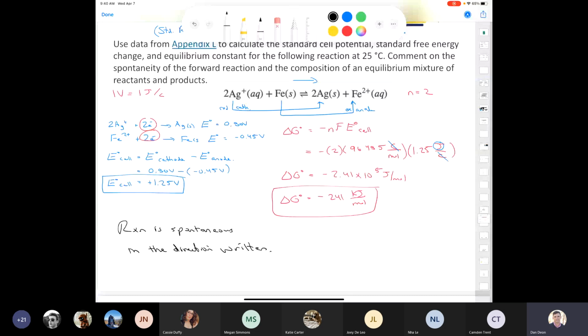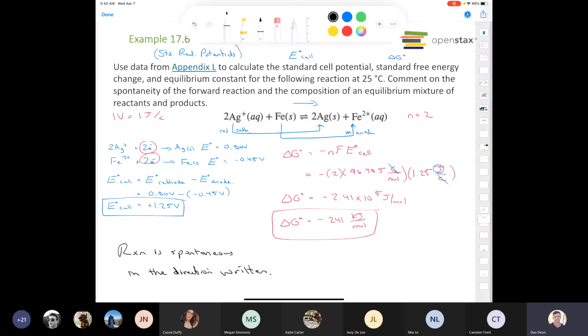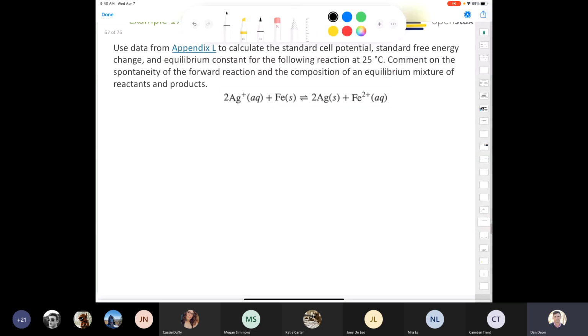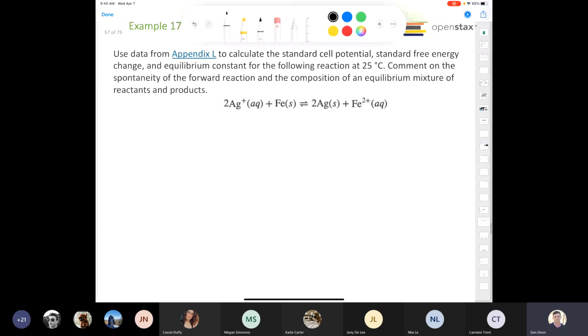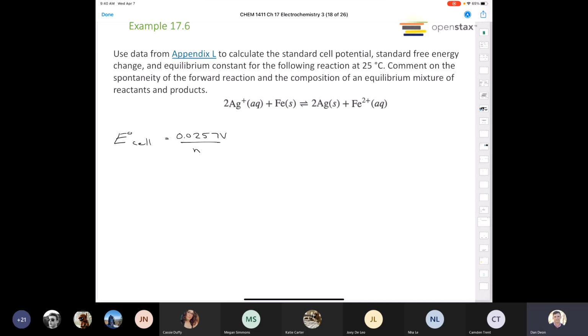The last thing that we need to calculate is the equilibrium constant. Well, we have a formula that relates our standard cell potential, which was the first thing that we calculated, E naught cell, to K, don't we? E naught cell, which is the standard cell potential, is equal to 0.0257 volts divided by N multiplied by the natural logarithm of K. Again, this is a formula that I'm going to provide for you on the exam.